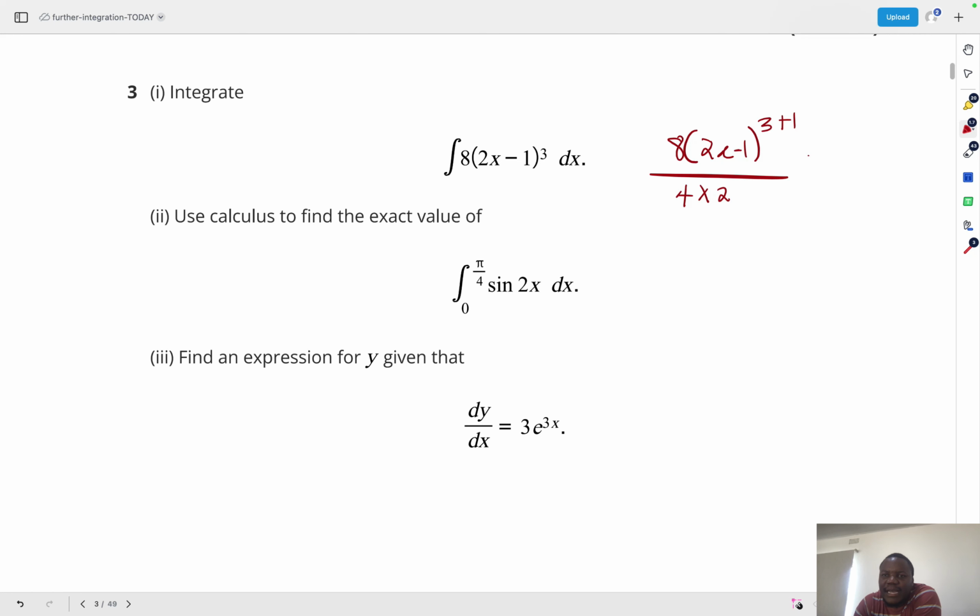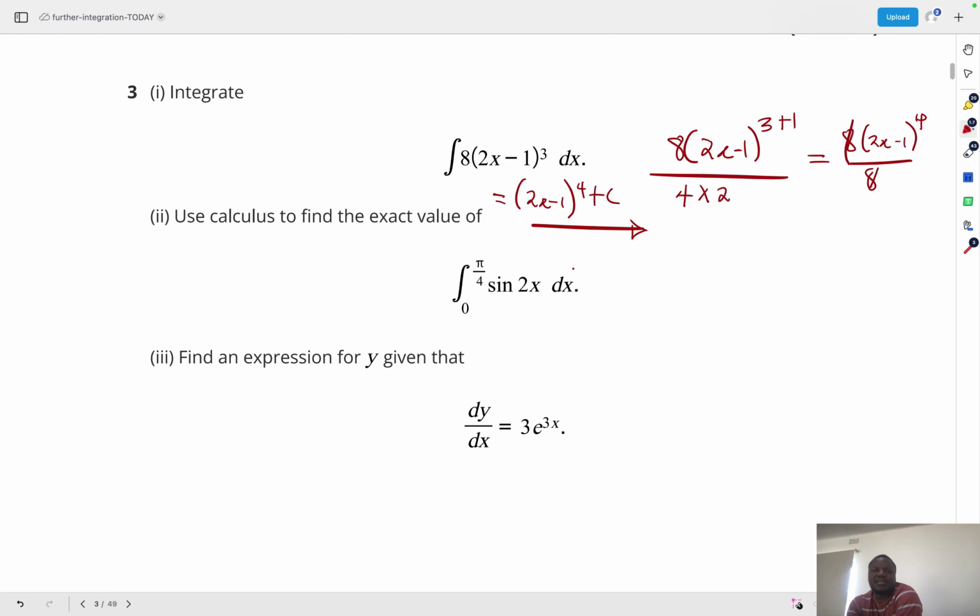If you look at this now, you are going to have 8, in open brackets, 2x minus 1 to the power of 4, okay, over 8, which these can divide to give you the integral of this as 2x minus 1 to the power 4 plus some constant c. So that's our answer for the question.